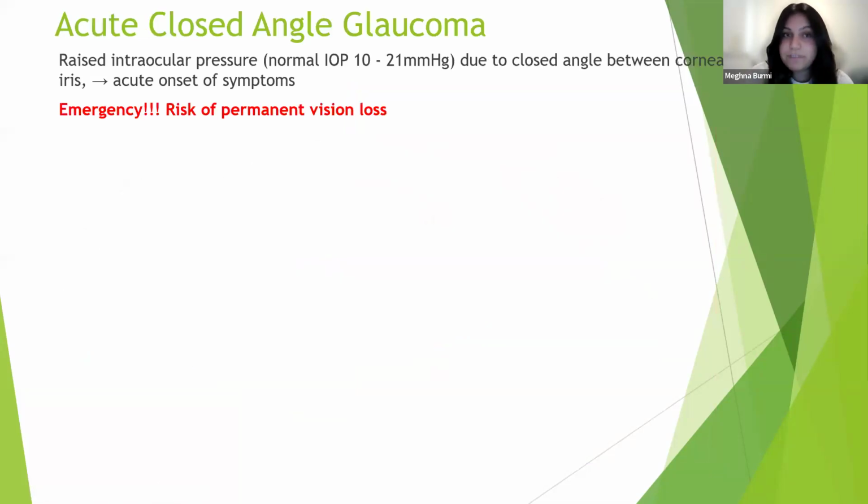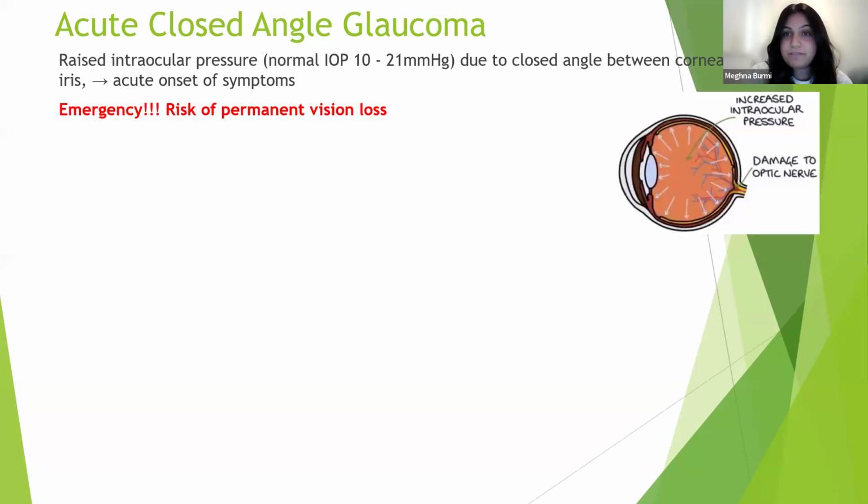And this is what we'll cover first. So that's called acute closed angle glaucoma. There's a raised intraocular pressure due to a closed angle between the cornea and the iris, and it causes a very sudden onset of symptoms. So normal intraocular pressure is 10 to 21. With this acute closed angle glaucoma, you can see pressures going up to like 40 and stuff. So it's very sudden, and it means that this is a huge emergency as well, because there's a risk of permanent vision loss.